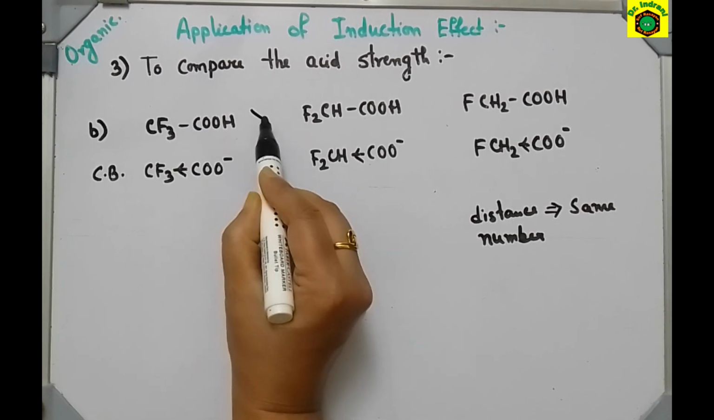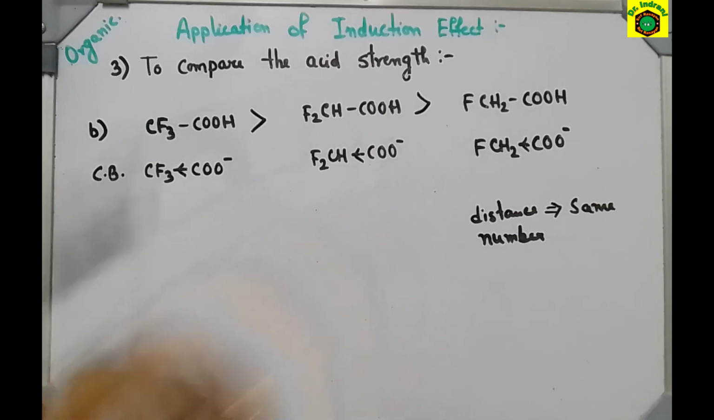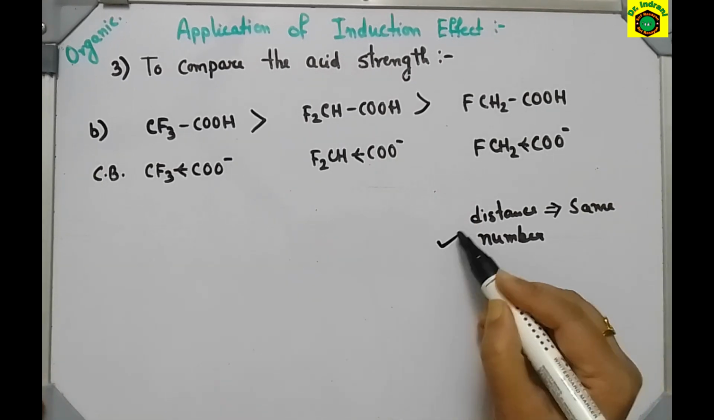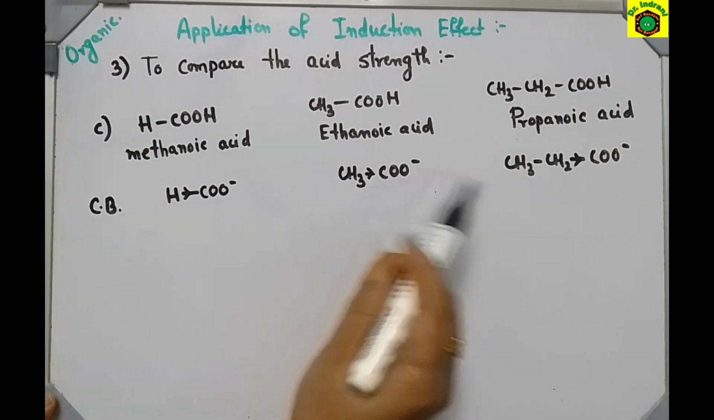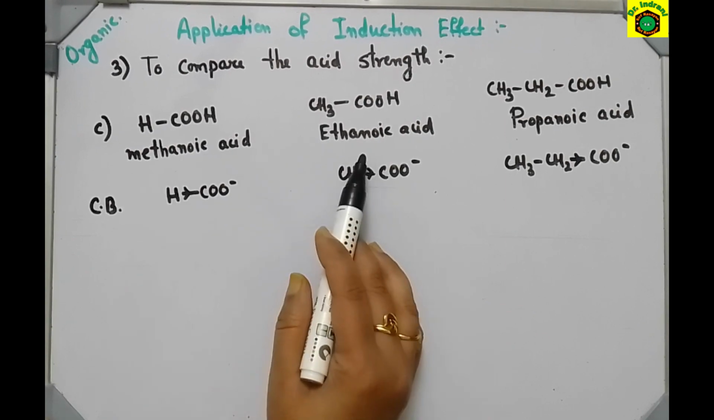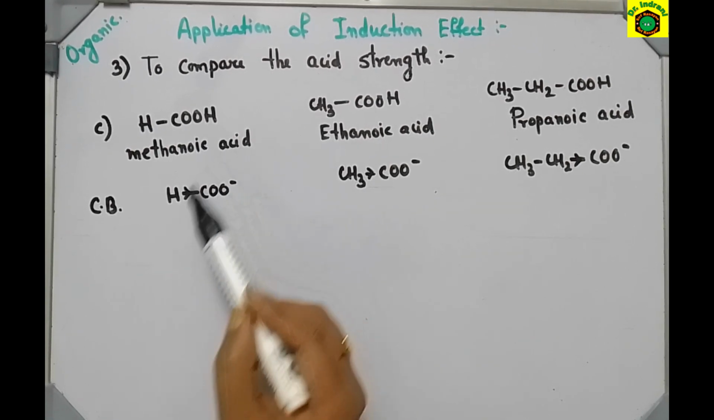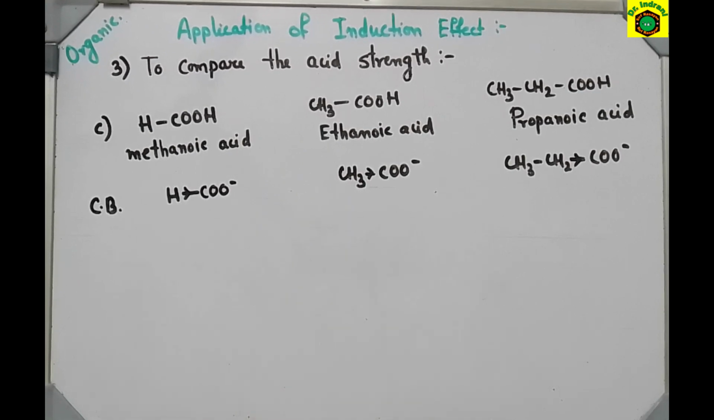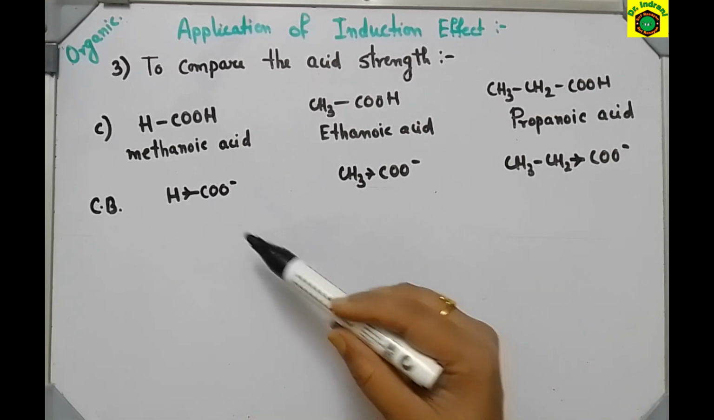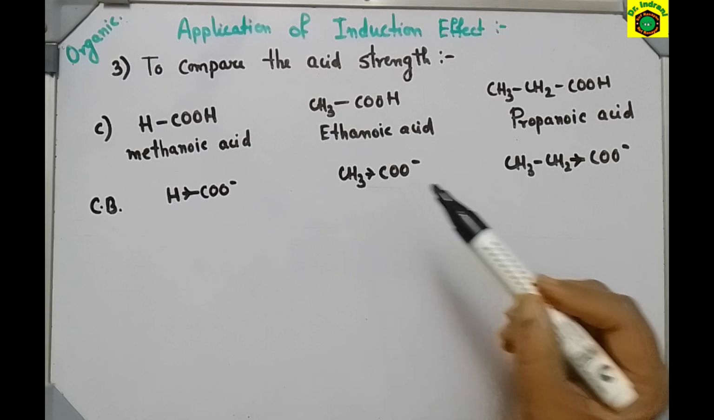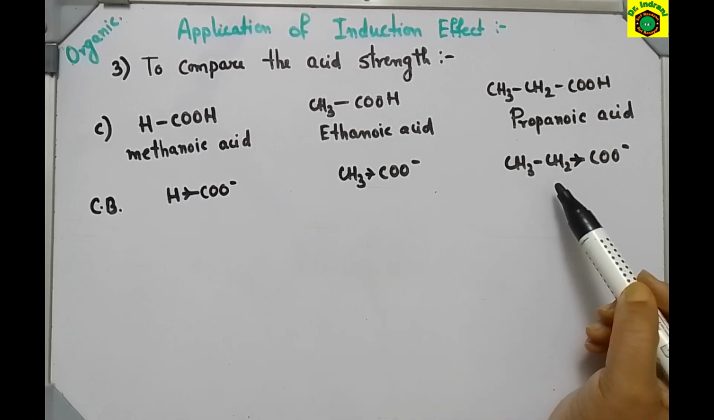So decreasing order of acid strength is this one. Here we are considering this factor. Now see here next example, methanoic acid, ethanoic acid, propanoic acid. To compare the acid strength, first you write the conjugate base. Now what is there? Here hydrogen is there, here CH3 is there, here ethyl is there.